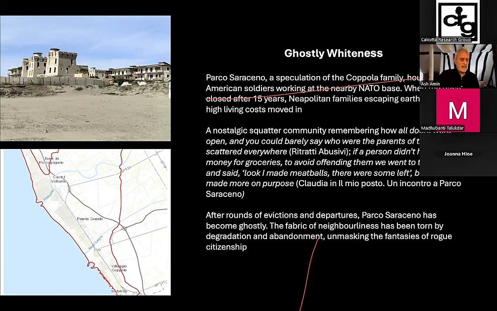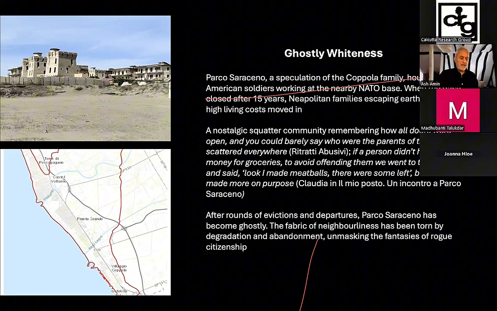Parco Saraceno is a housing speculation of the late 1960s of the influential Coppola family. 12,000 apartments were planned to be surrounded by good services, health centers, schools, a cinema, a police station, restaurants, and a luxury tourist port. Wealthy Neapolitans would cohabit in Parco Saraceno. It was intended with American soldiers stationed at the NATO complex in this, what was called Italian Miami.